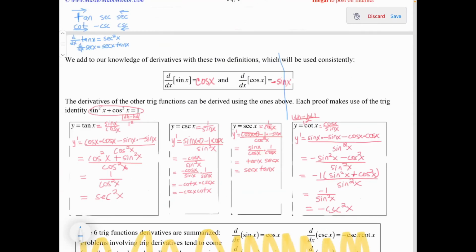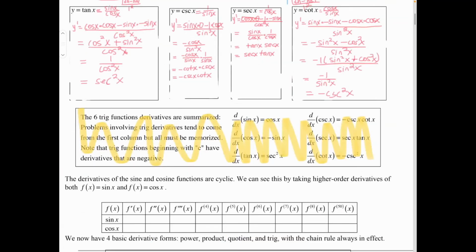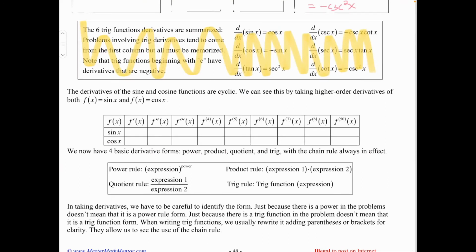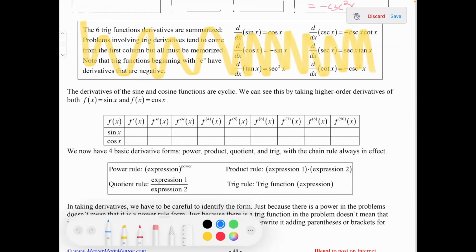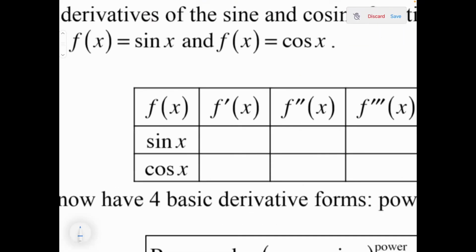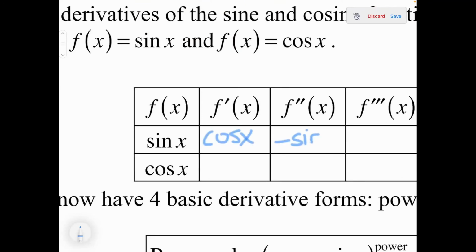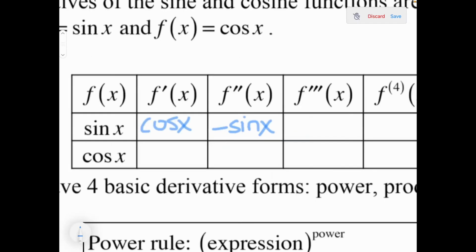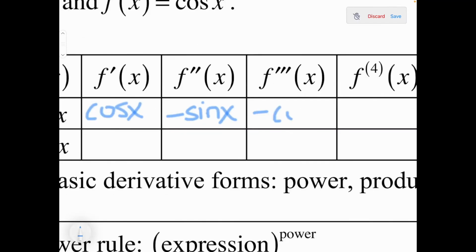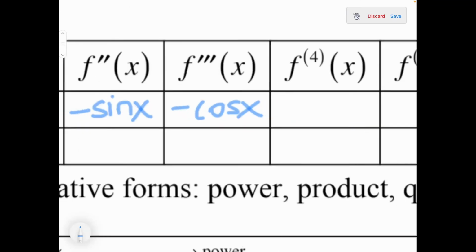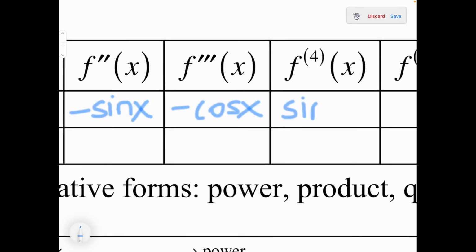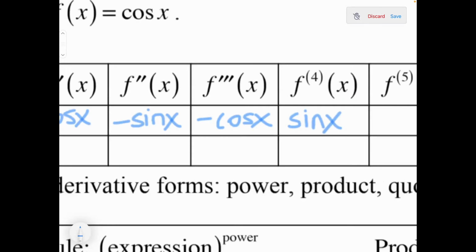All righty. The derivatives of sine and cosine are cyclic. We can see this by taking higher order derivatives. If we just continue to take derivatives over and over again, we will see the cyclic pattern. The derivative of sine x is cosine x. The derivative of cosine x is negative sine x. The derivative of negative sine x is negative cosine x. And the derivative of negative cosine x is positive sine x, since two negatives make a positive. And we see we're back to where we started.